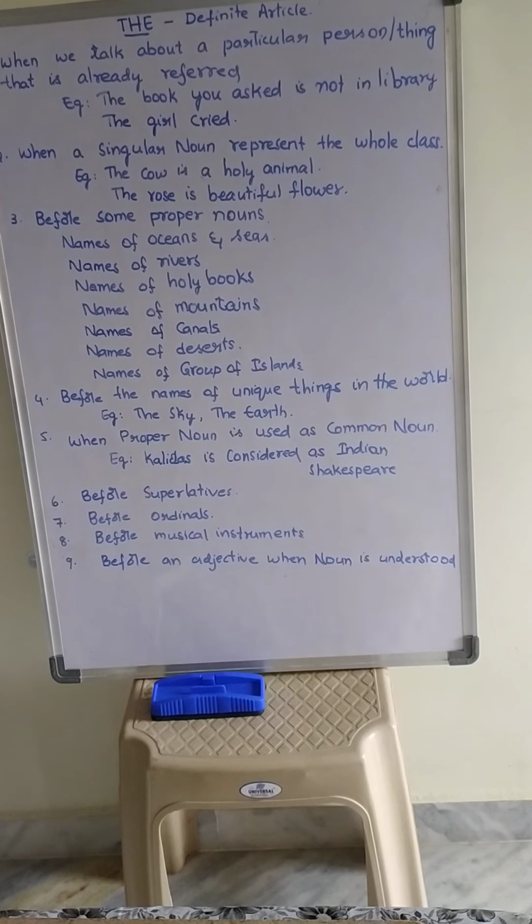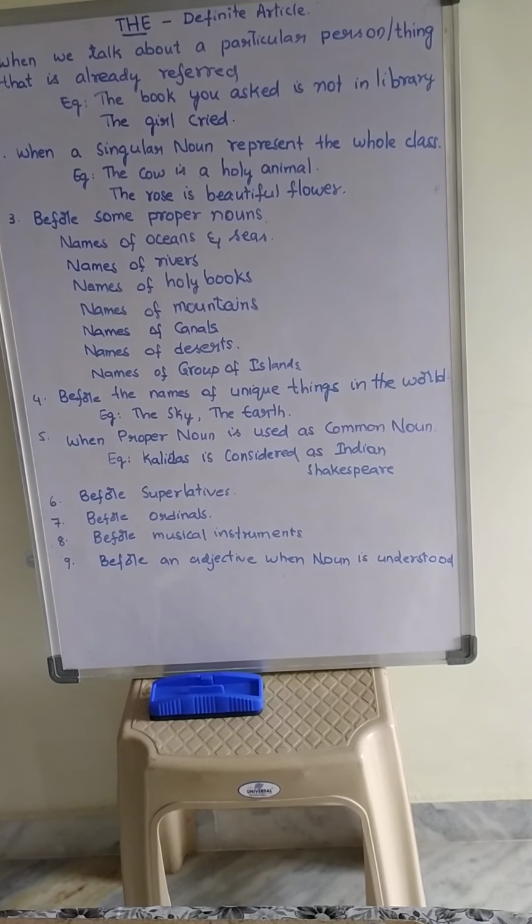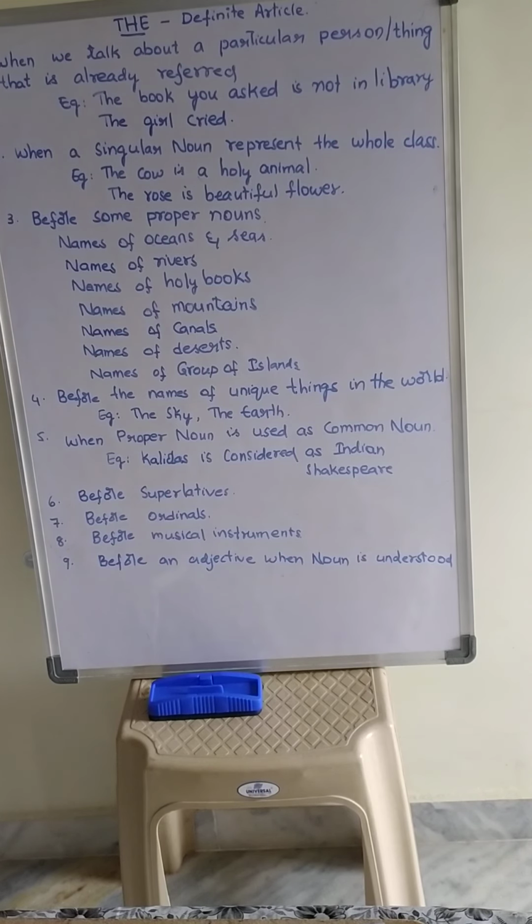Second, when a singular noun represents the whole class, then the is used. For example, the cow is a holy animal. The rose is a beautiful flower. The goat gives us milk. The sheep gives us wool.